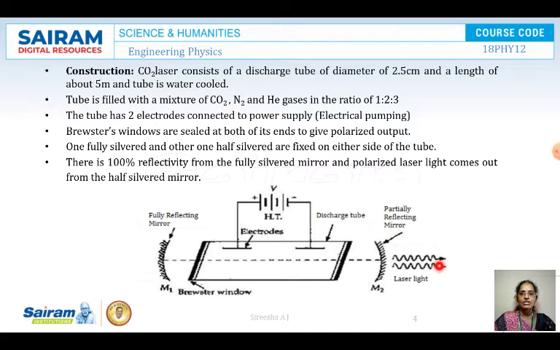This is the construction of a CO2 laser. Here all the conditions are being satisfied. The requisite is nothing but the medium in which the transitions are taking place. It is a carbon dioxide molecule in which we are getting the transitions, and here electrical pumping is done by the high tension voltage, and the cavity has a fully reflecting mirror and a partially reflecting mirror.